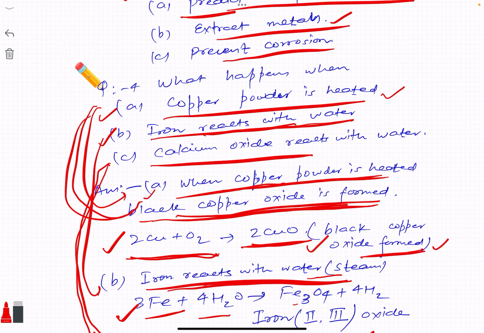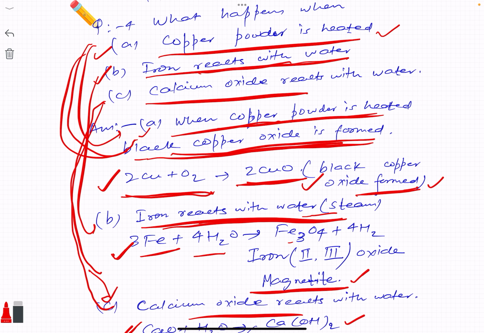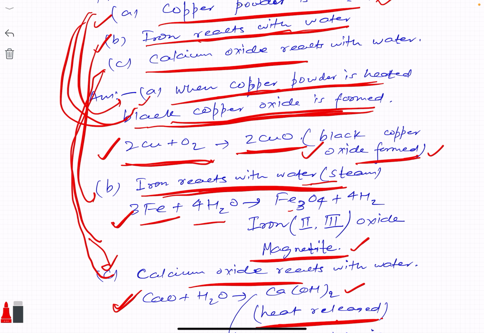Question number B, iron reacts with water. When iron reacts with steam, it gives iron oxide, which is also called magnetite: 3Fe + 4H2O → Fe3O4 + 4H2. Question number C, calcium oxide reacts with water.